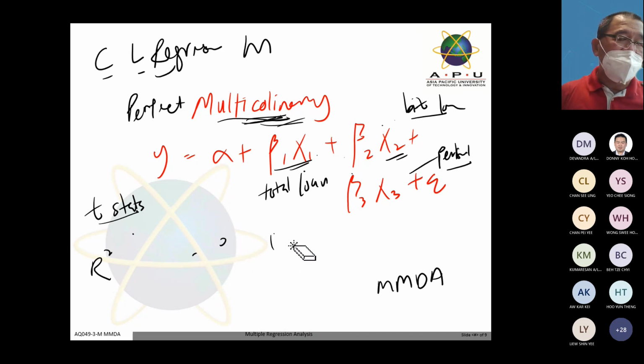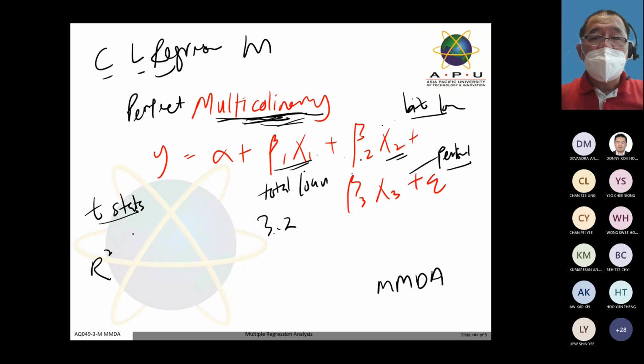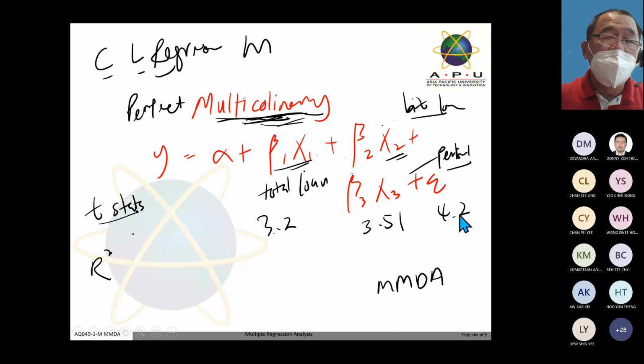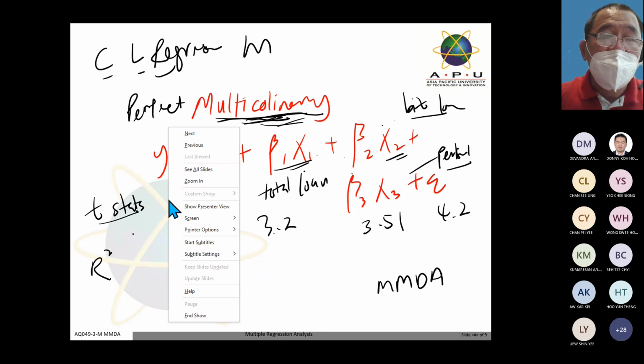And normally they will make the t-test not significant. Example, let's say if there is no multicollinearity problem, the t-statistic should be 3.2. Beta 2 should be 3.51. Example, beta 3 should be 4.2. Okay, suppose like this.